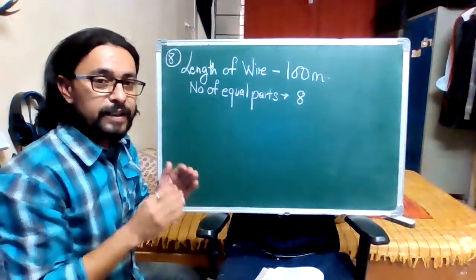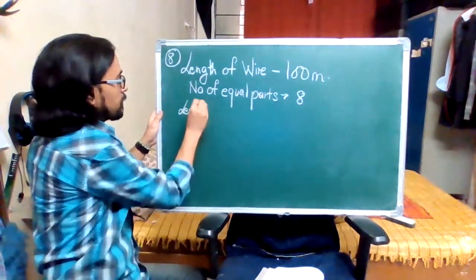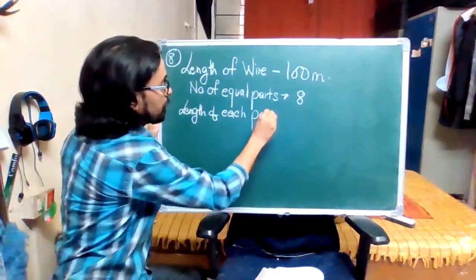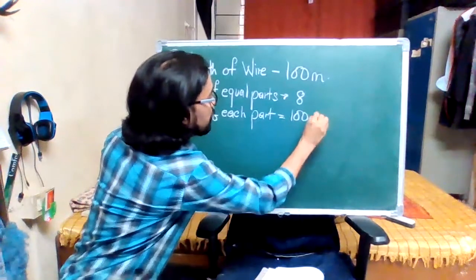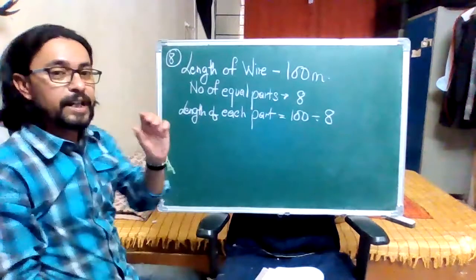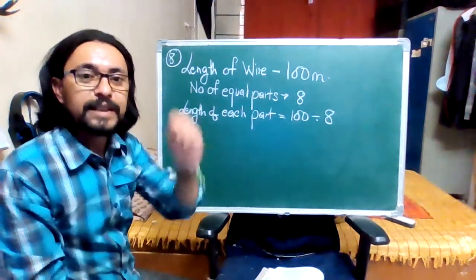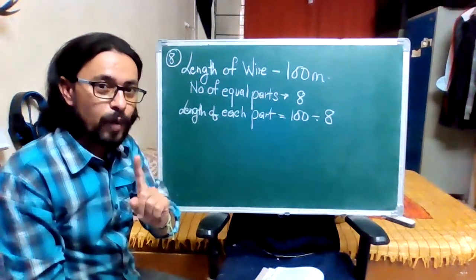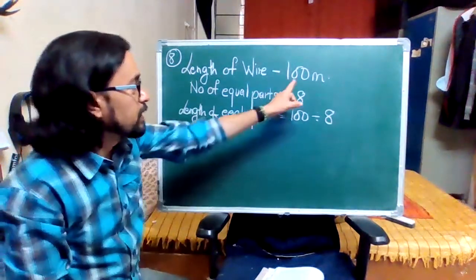So, to find the length of each part, the length of each part will be equal to the length of the wire divided by the number of equal parts, that is 8. When I take 100 meters and divide it by 8, I will come to know what would be the length of each wire. There will be 8 equal parts and each wire will measure a particular length, and that can be found only by dividing 100 by 8.